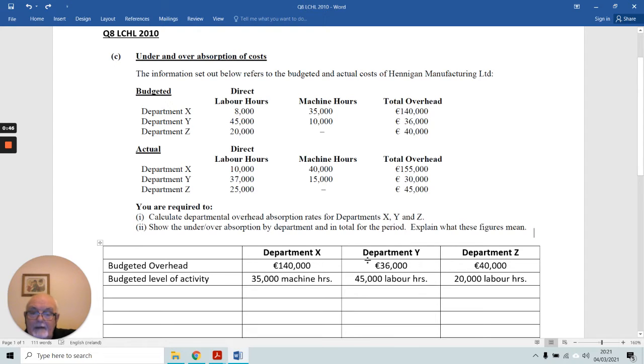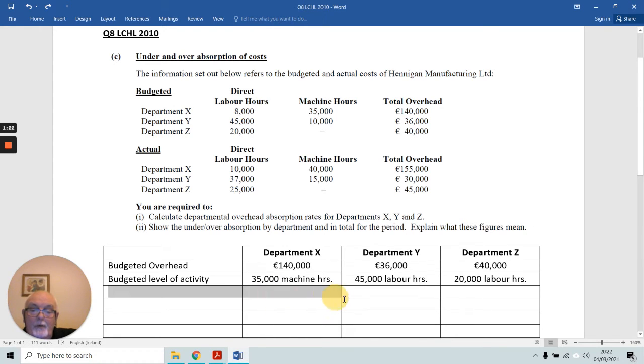And then we take a level of activity. If we look at the budgeted figures for labour hours and machine hours, we'll see that in Department X, machine hours outweigh or predominate the labour hours, so in Department X it's appropriate to use the 35,000 machine hours, whereas in Department Y labour activity dominates the machine hours, so we'll use the 45,000 labour hours in Department Y, and we have no choice in Department Z where the only activity is labour hours, and we'll apply labour hours.